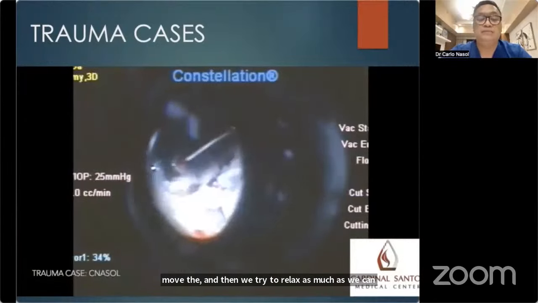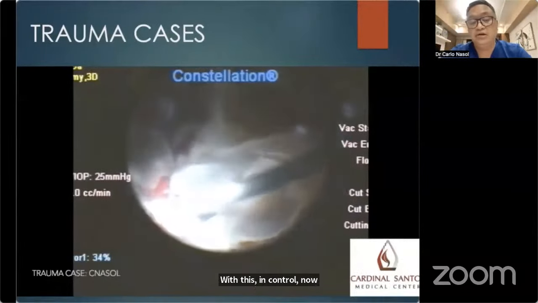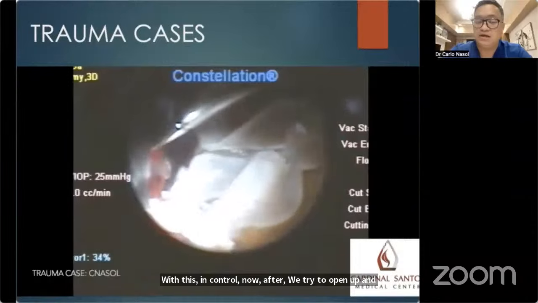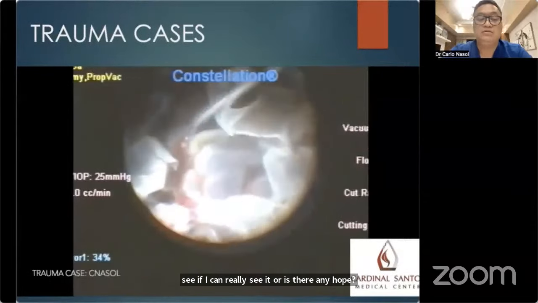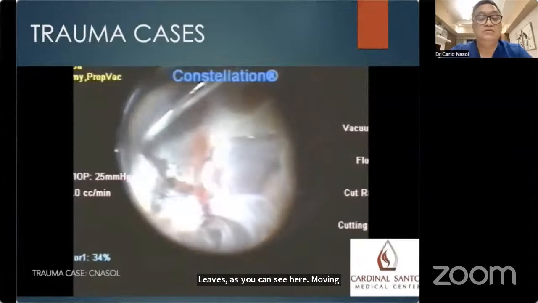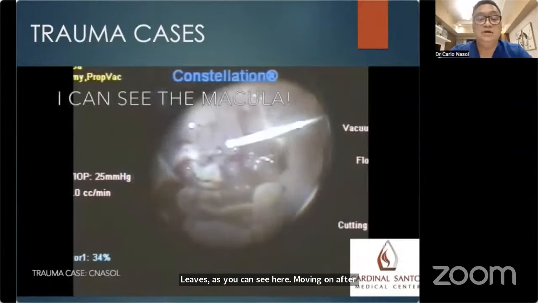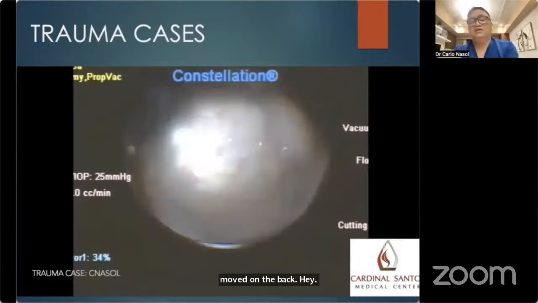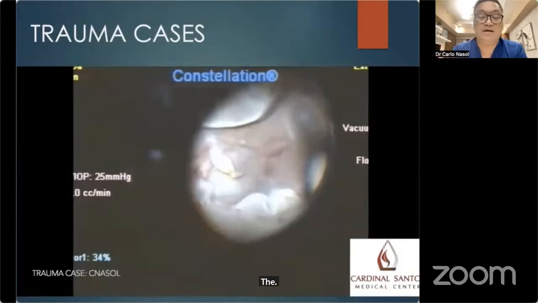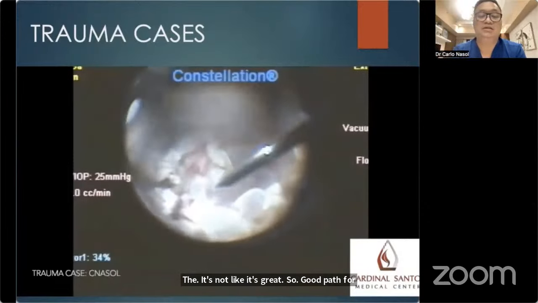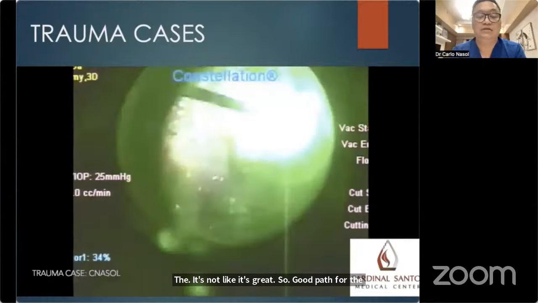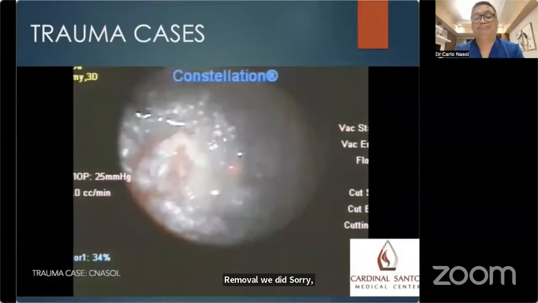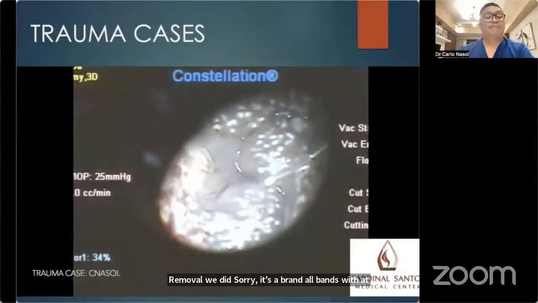With this technique in trauma, after releasing all the retina, we try to open up and see if the eye can really see, or if there is any hope. We use perfluorocarbon, as you can see here. Moving on, after removing all the bands, the macula can be seen. So it's a good prognosis for this patient. The macula can be seen, and after removal of the subretinal bands, we did laser, and then injected silicone oil. You can see here.